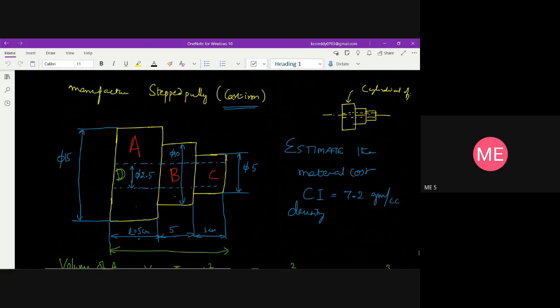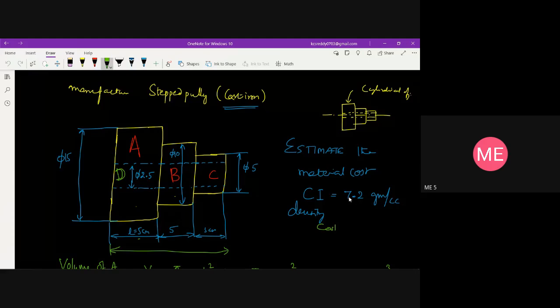So if I want to estimate the material cost, if the cost per kg of the material is given, say for example 60 rupees, then before that, the total weight of the component has to be found out. Then we can find out how many kgs this component weighs, and per kg, what is the cost of that component. Then we can find out the total material cost.